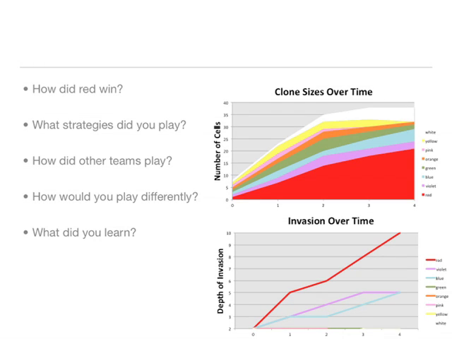This is our plot of what happened to the clone sizes over time and what happened to the invasion. As you can see, the red team by the first time period was maybe about a third of the population, and then by the end they were more than half, and they were twice as invasive as any other color. So I want to ask everybody as a group, why do you think the red team won?